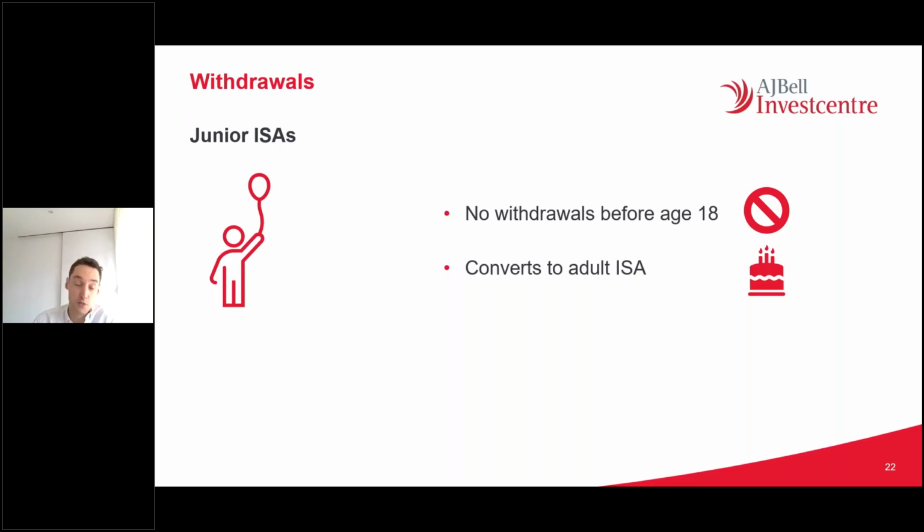So as I was saying, if someone does make a gift to the child in their junior ISA, there's no way to reverse that. It's locked away till the child turns 18, at which point the account converts to an adult account, and then obviously the adult ISA rules will apply. The child will become the legal beneficial owner at that point, so they'll have full control. They'll be able to withdraw it all out on their 18th birthday if they wanted to, or hopefully they'd keep it invested and keep funding as well.